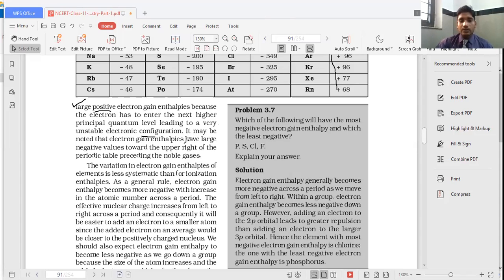It may be noted that the electron gain enthalpies have large negative values towards the upper right of the periodic table preceding the noble gas. The variation in the electron gain enthalpies of elements is less systematic than for ionization enthalpies. As a general rule, electron gain enthalpy becomes more negative with increase in atomic number across a period. Across a period, noble gases excepted, the value keeps on becoming more and more negative as we move along a period.